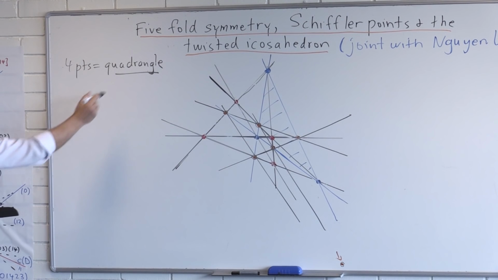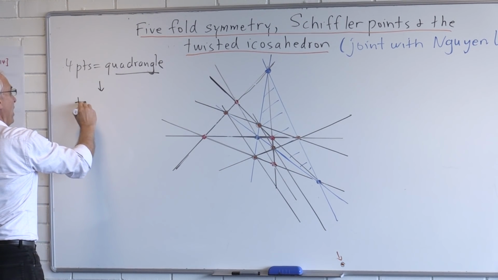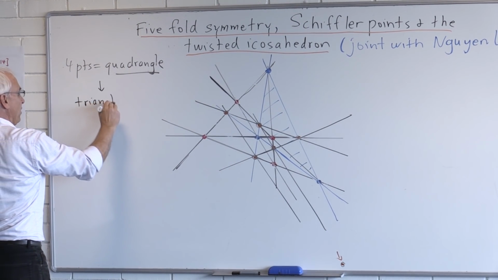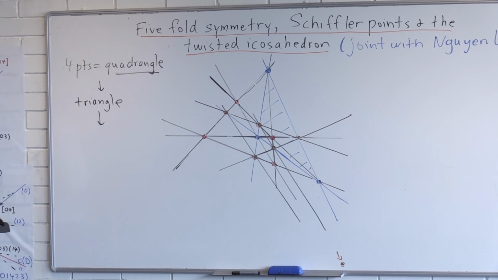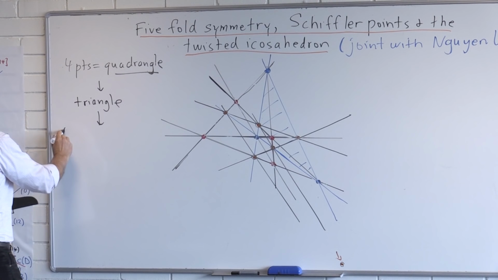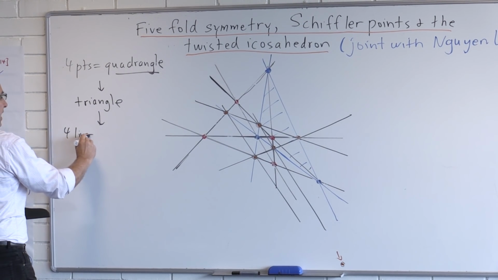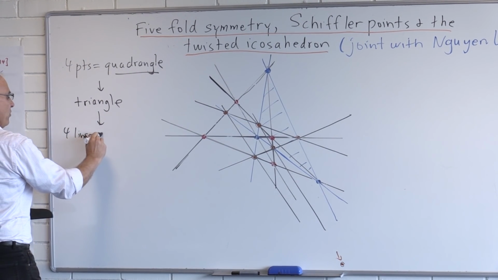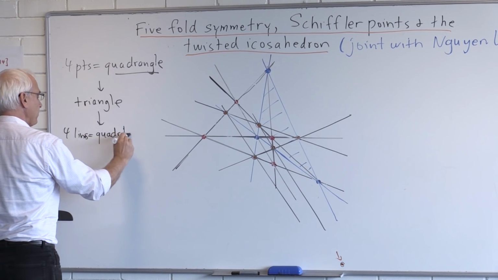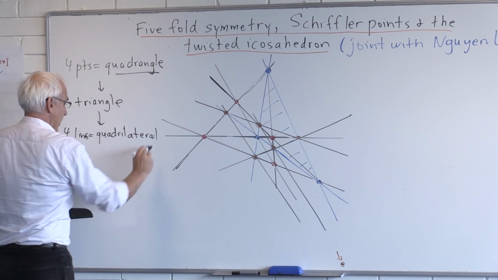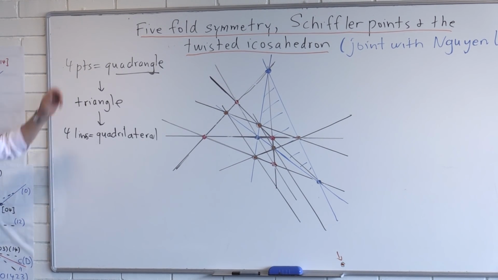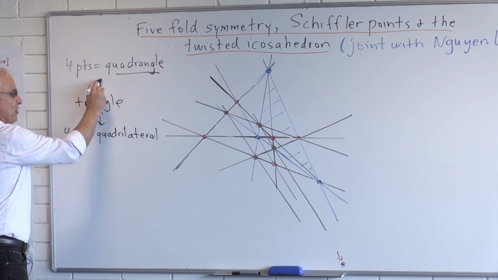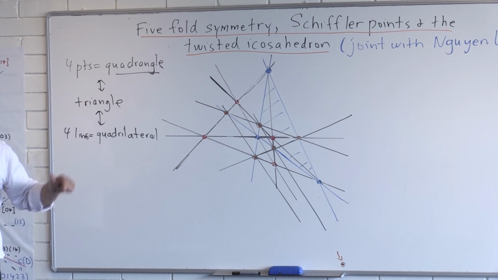And so we move from the quadrangle to a triangle, a diagonal triangle, and now we see that we have 6 points and 4 lines. So we get 4 lines, which make a quadrilateral in the subject. And the situation is quite symmetrical between these things, so one can go in either direction. We could have started with the quadrilateral and gone the other way around and gotten a quadrangle.